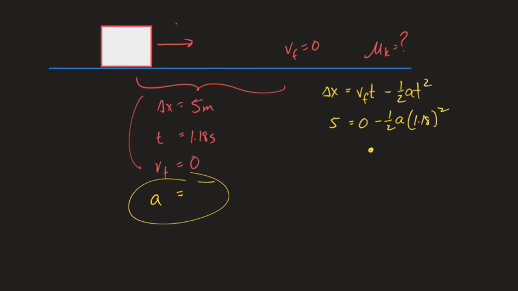7 point what? 1. And it's negative. I'm sure it worked out to be negative. That shouldn't surprise us. The box was slowing down. Any questions about that? No.